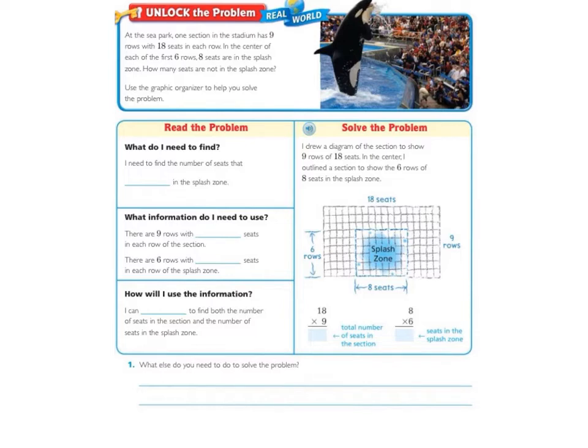In today's lesson, we're going to use this graphic organizer that we've seen before to organize our information, and we're going to draw a diagram to help us solve this problem. So the first thing that we need to find is, what do I need to find? Well, I need to know the number of seats that are not in the splash zone. So are not.